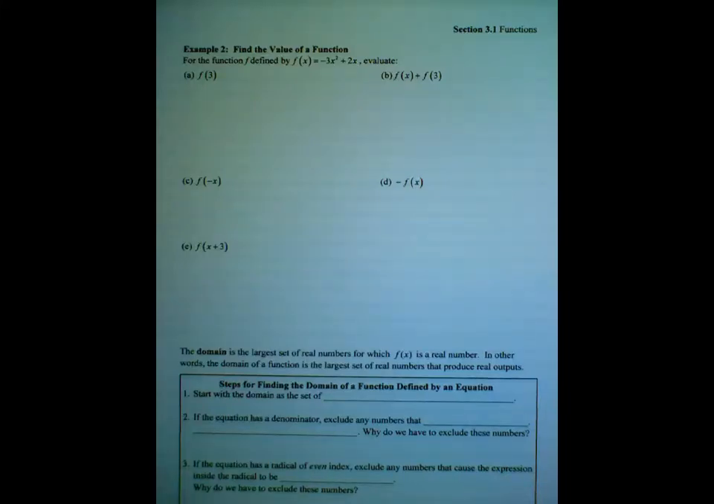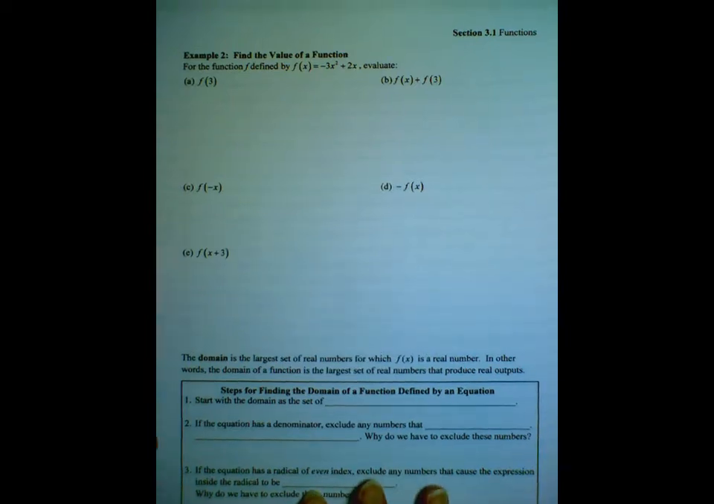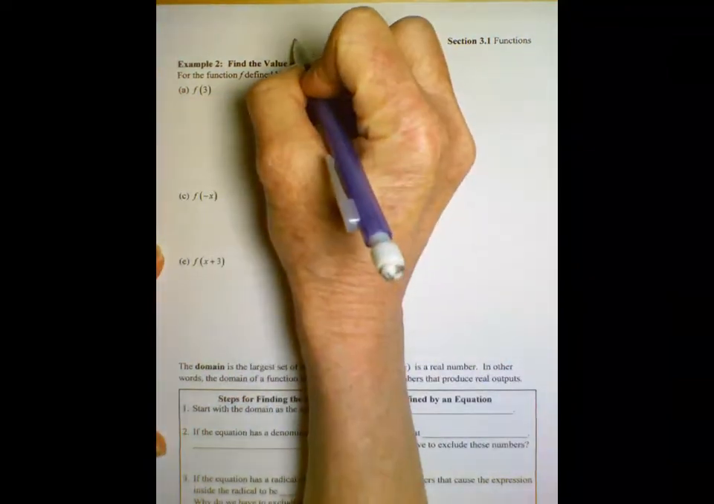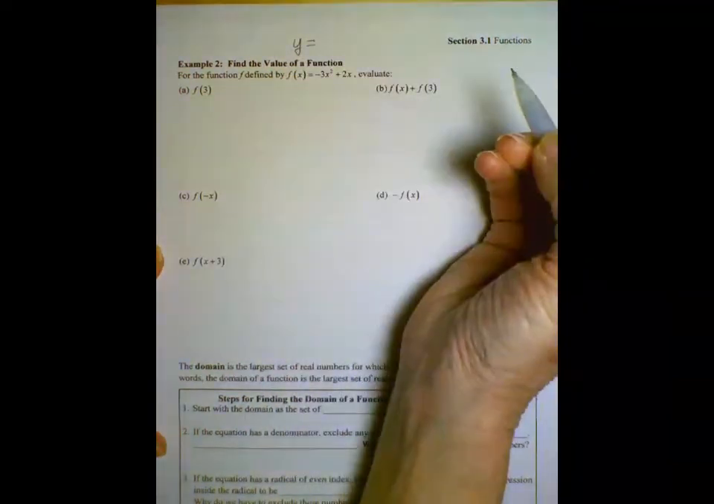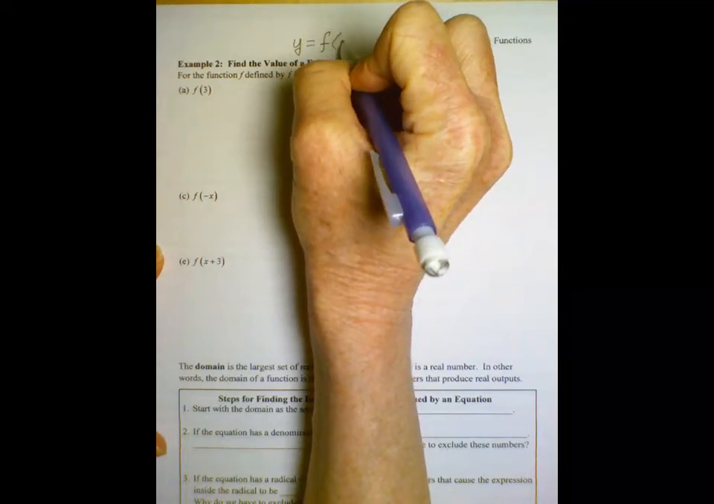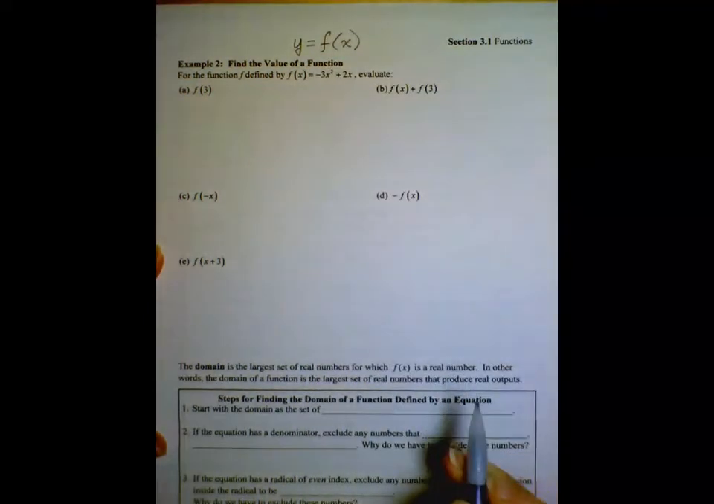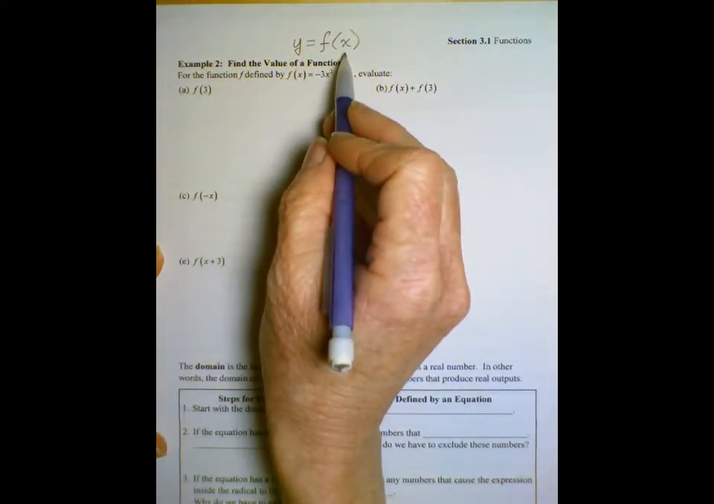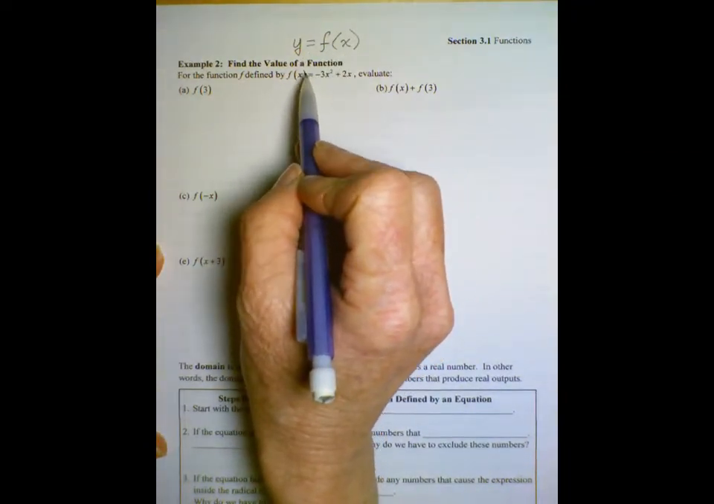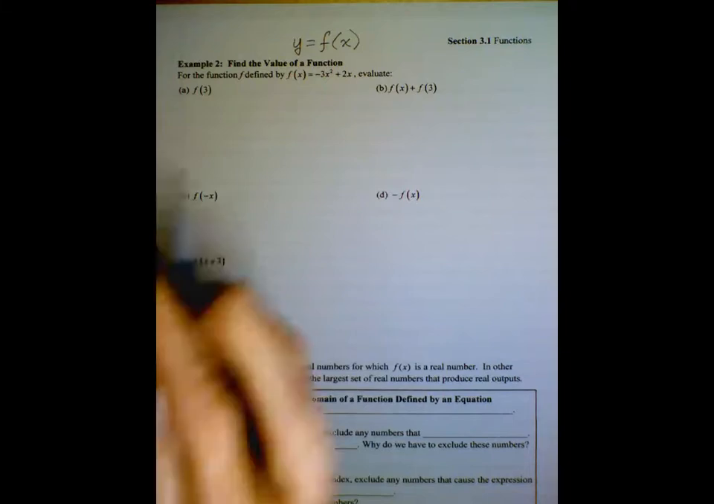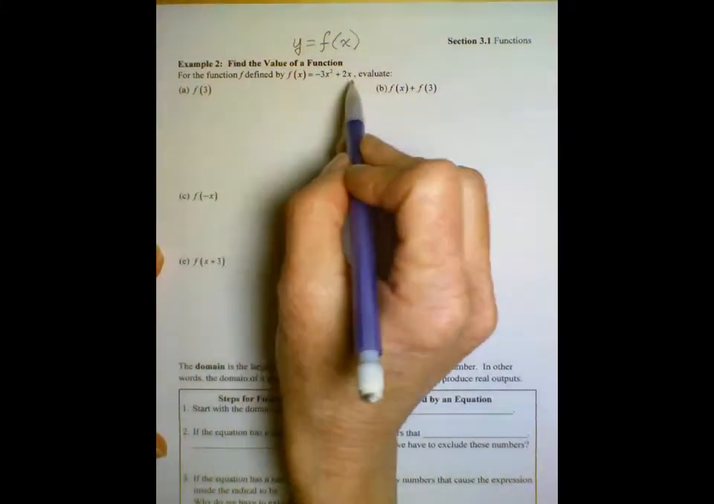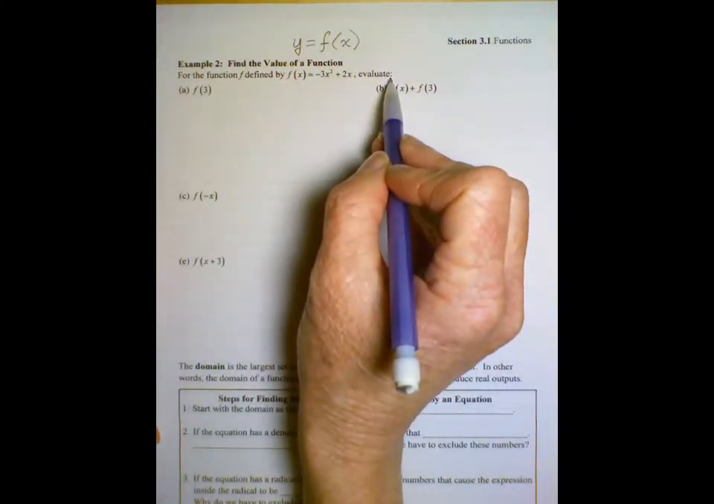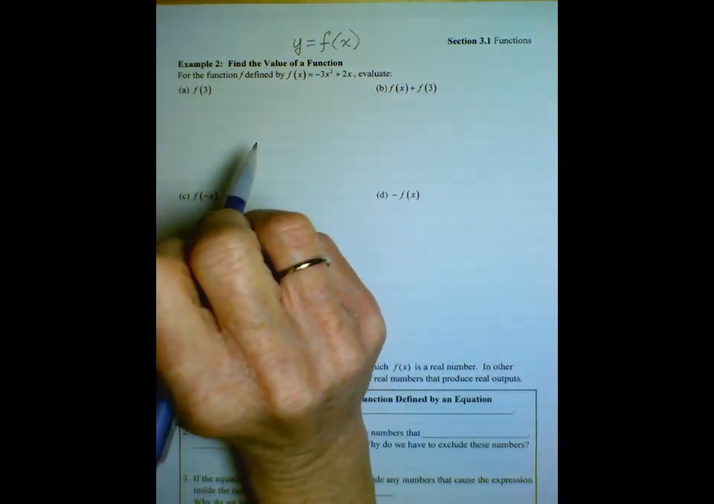Our next topic in section 3.1 on functions is finding the value of a function. So we just mentioned in the last video that we have y is equal to f of x. So in an equation we can replace y with f of x and we have what's called function notation, f of x. So that's what we'll use here now to determine the value, evaluate functions. I'm sure you've probably done this before.